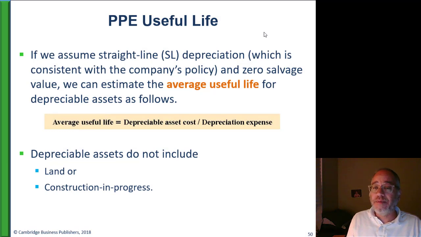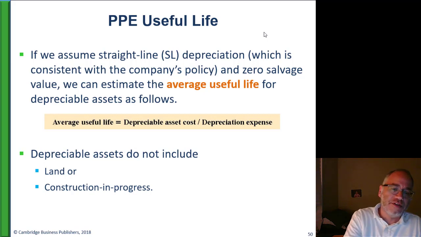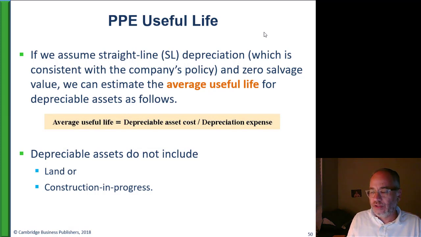Another measure is PP&E useful life. This is how old your PP&E is. You take depreciable asset cost and divide by depreciation expense. This would give you an idea of how many years your assets have to go. Don't do this for land. Sometimes you may see construction in progress. Don't use that either. You want to use the depreciable asset cost mainly of your property, plant, and equipment.